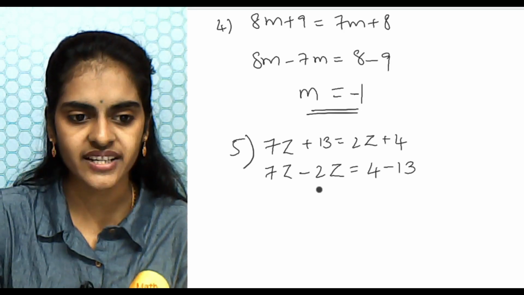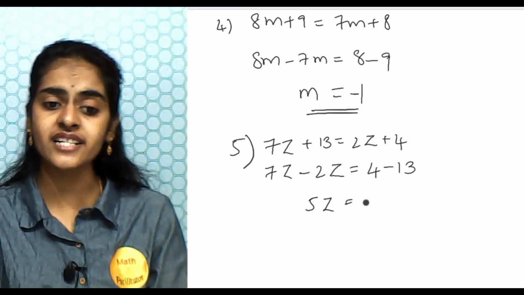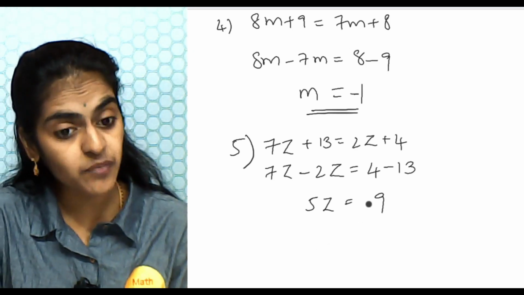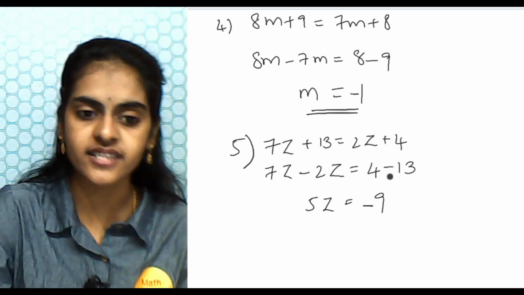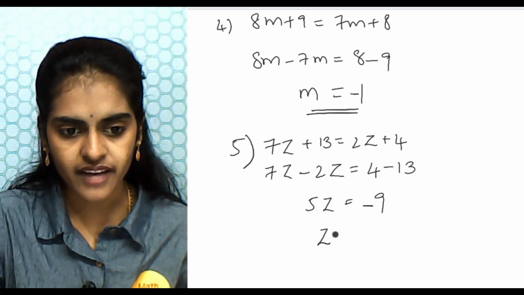Clear? So 7z minus 2z is 5z, is equal to 13 minus 4, which is how much? It is 9. Okay, it is 9, but it is minus 9. Why? Because the bigger number has which sign? Minus sign. Okay, so I want the value of z.